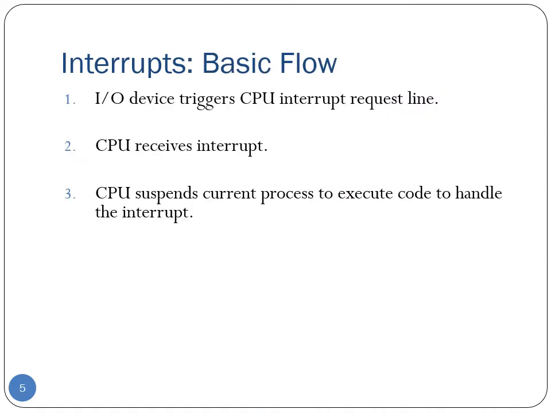This slide over here summarizes the basic flow of how interrupts work. Whenever needed, an IO device will interrupt the CPU by triggering the CPU interrupt request line. When the CPU receives the interrupt and is ready, it will acknowledge the interrupt, and then it will suspend the currently executing process to execute a special piece of code known as an interrupt service routine or an interrupt handler to service the current interrupt. This is a high-level summary of how interrupts work. Let's now look at this process in much more detail.